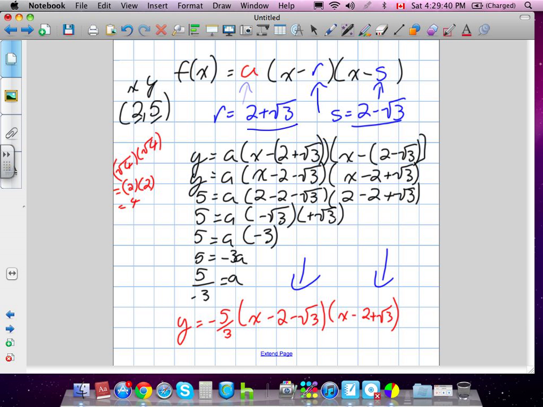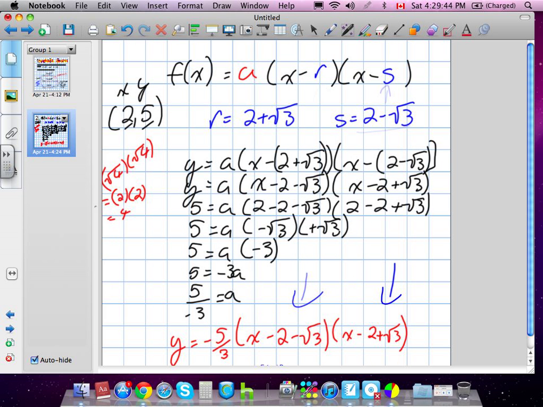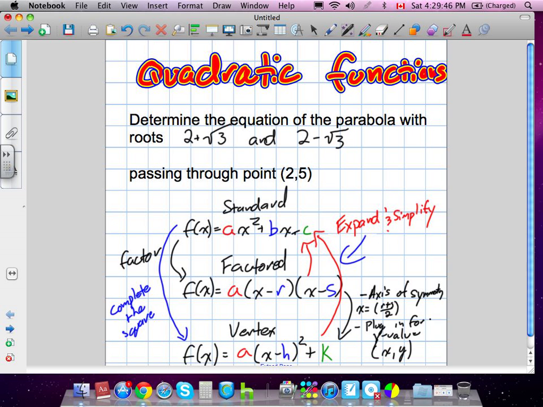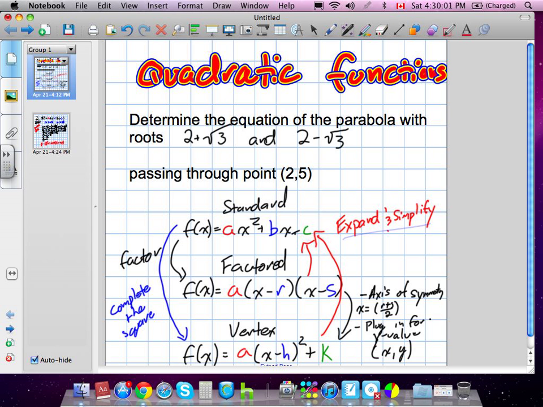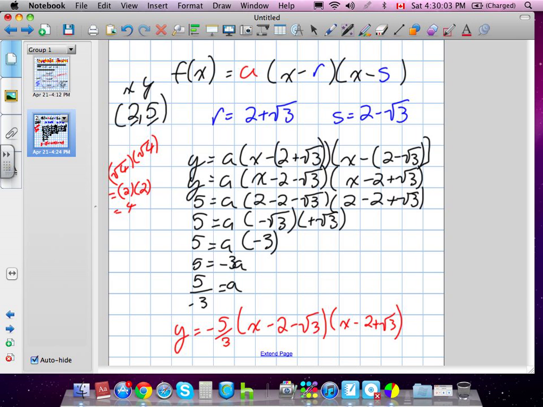Now, they might be looking for it in a different form, which is what we were talking about before. We're in factored form right now with our equation. But it looks like the book is talking about standard form. So remember, to go from factored to standard, we have to expand and simplify. So I'm going to go back over there. I'm going to rewrite our factored form on a different page here, and then we're going to expand and simplify.